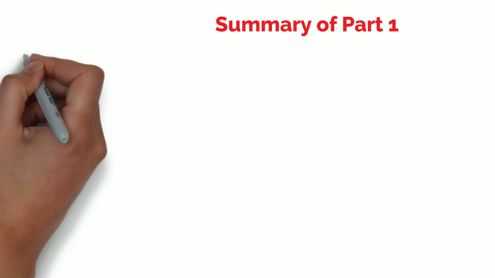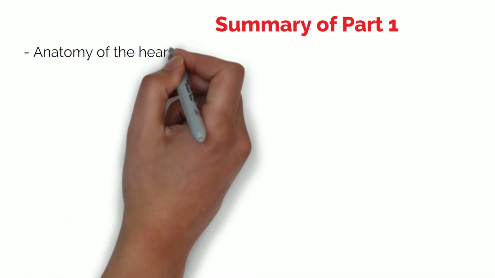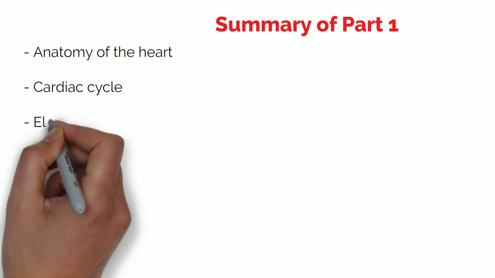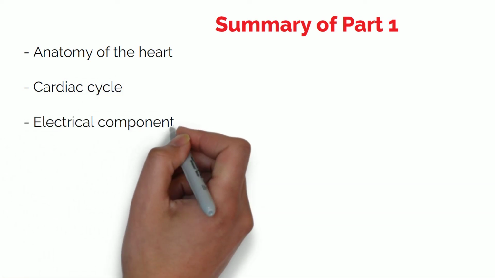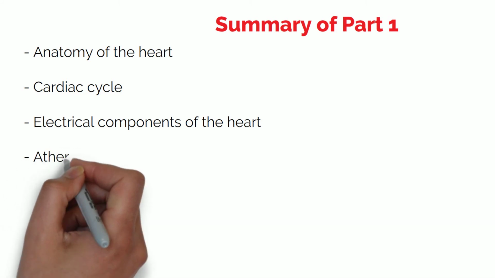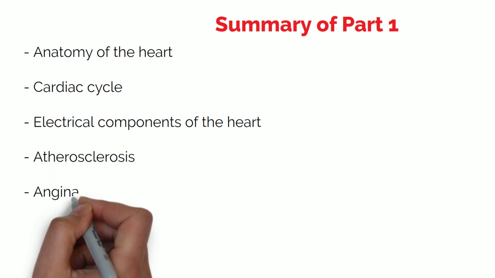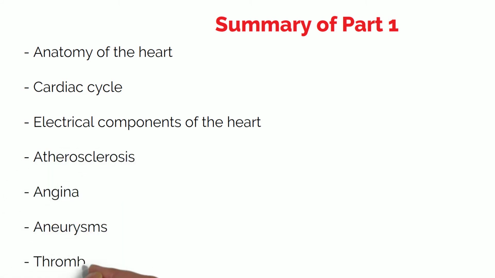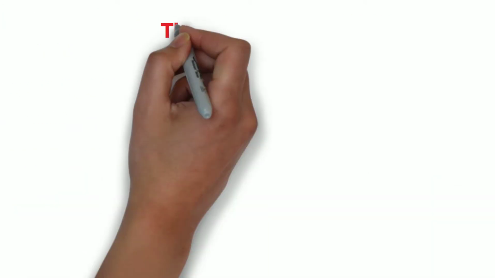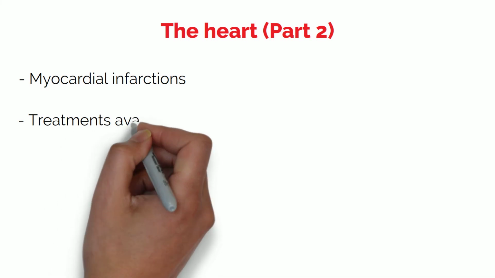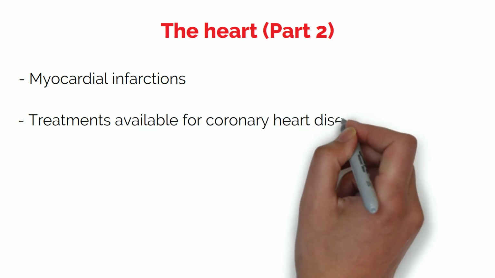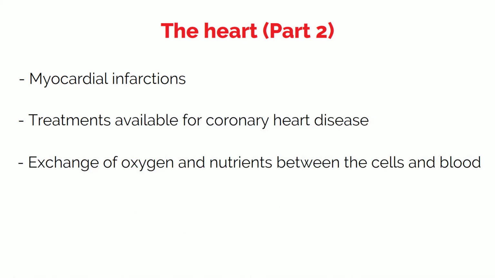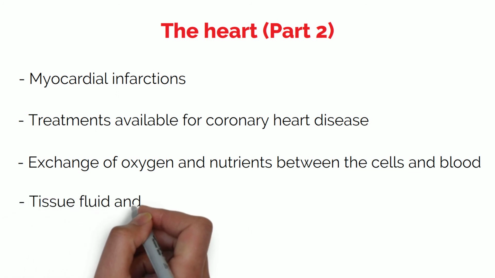In the last video, we covered the following: the anatomy of the heart, the cardiac cycle, the electrical components of the heart, and then we talked about some diseases of the circulatory system such as atherosclerosis, angina, aneurysms, and thrombosis. Today, we will talk about myocardial infarctions in more detail, and we will also talk about the treatments available for coronary heart disease, the exchange of oxygen and nutrients between the cells in the blood, and the occurrence of tissue fluid and edema.